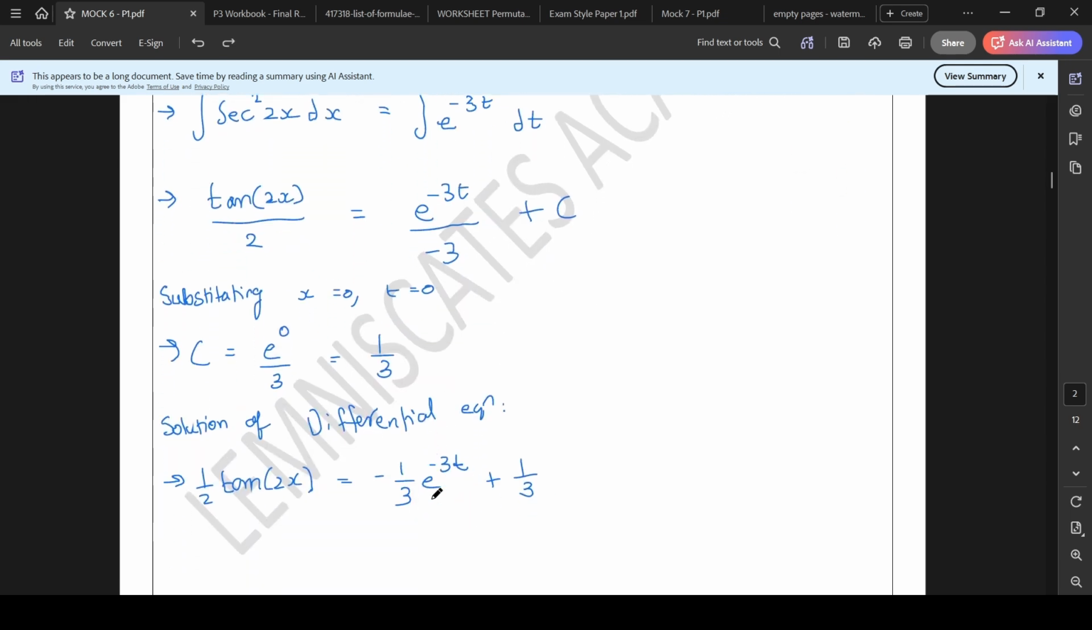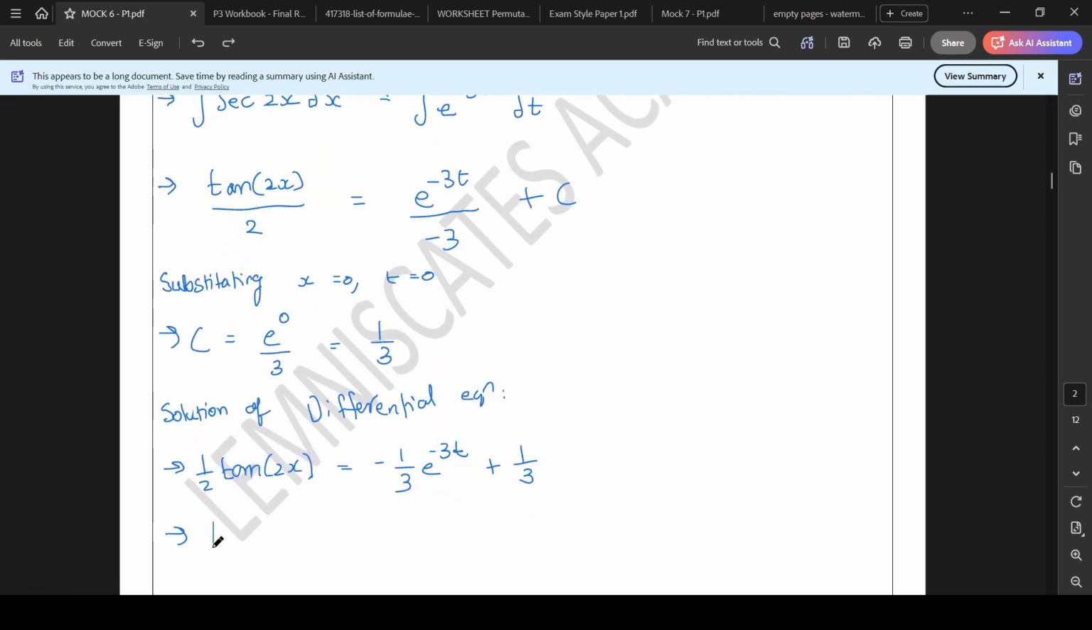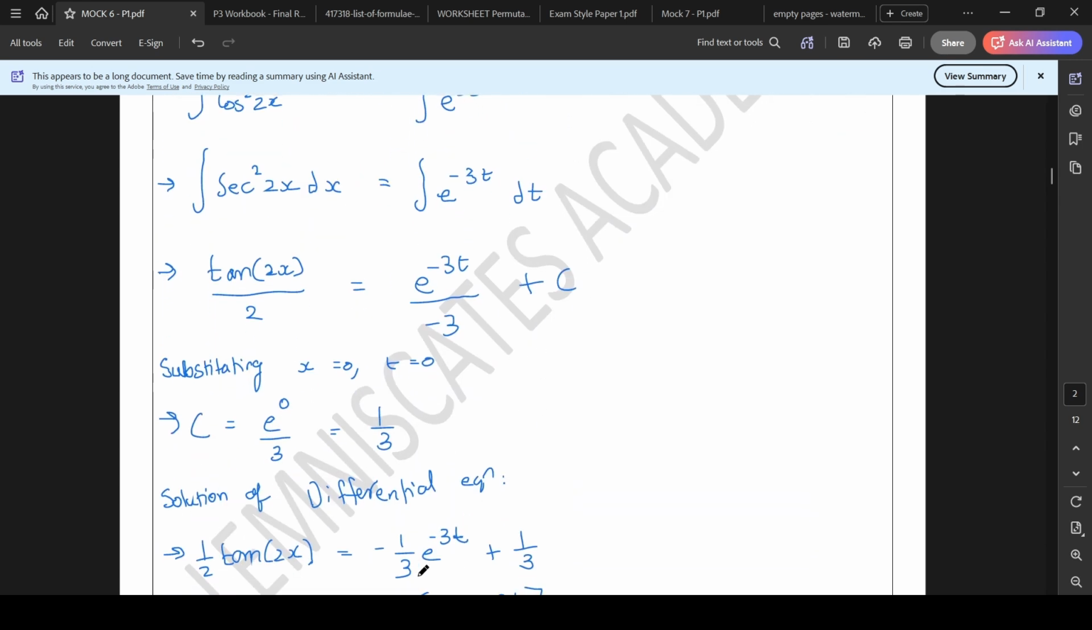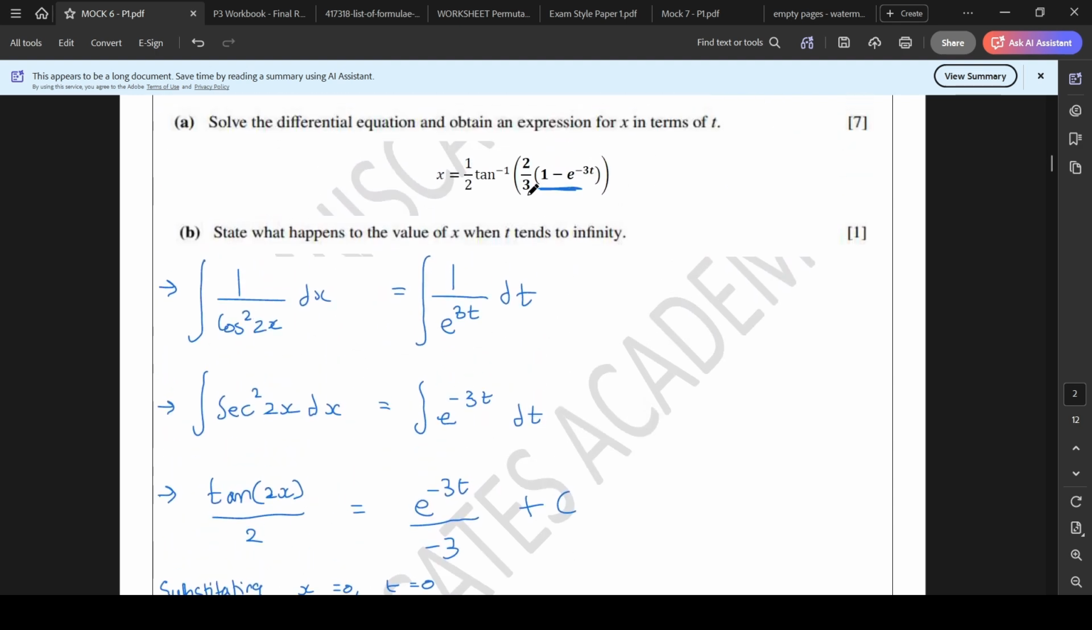So yeah, I think we have almost got the answer. So tan of 2x is equal to, I'll take 2 by 3 as common and then write this one and then this minus e to the power of minus 3t over here. I can see, yes, we have got that particular format over here.